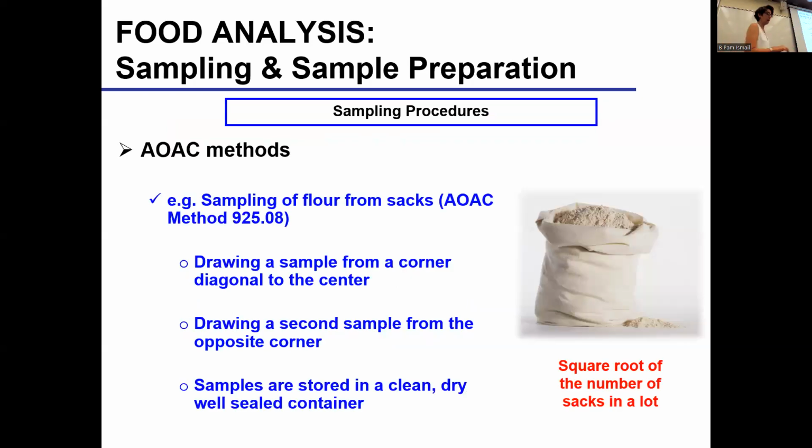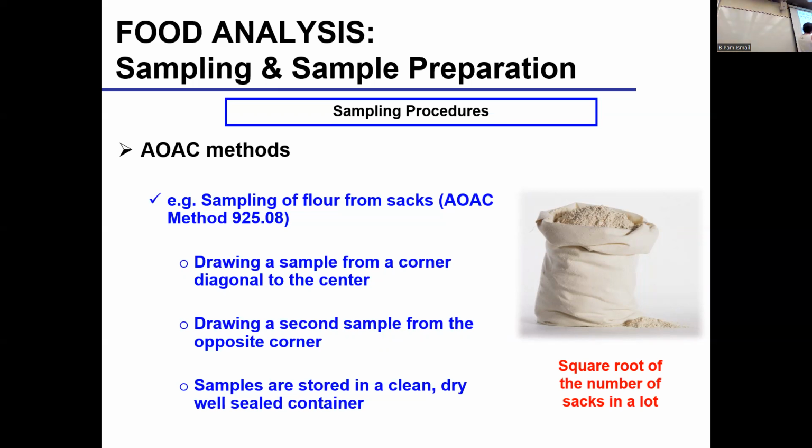All right, so here's an example of sampling. Let's say you are producing 100 bags of flour a day. So that's your lot. You're not going to measure all 100 bags. So you want to pick randomly the square root of the number of sacks in a lot. Let's say you have 100 for simplicity. You randomly select 10 bags. And from each bag, you want to pull out the sample.